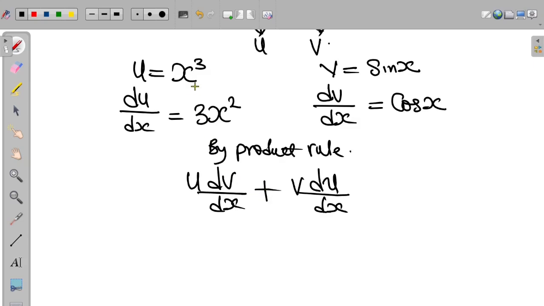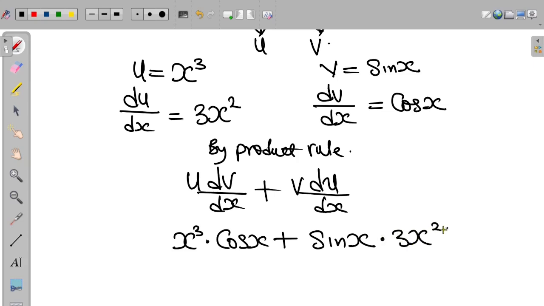So now let us put in the values. So u is x cubed multiplied by dv over dx, which is cos x, plus v, which is sine x, multiplied by du over dx, which is 3x squared.